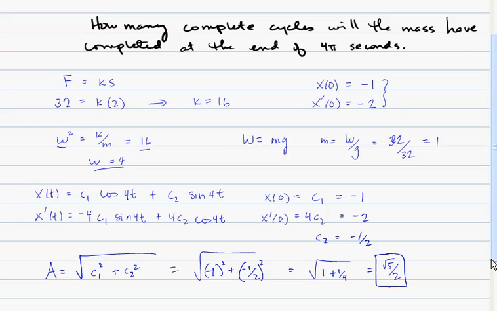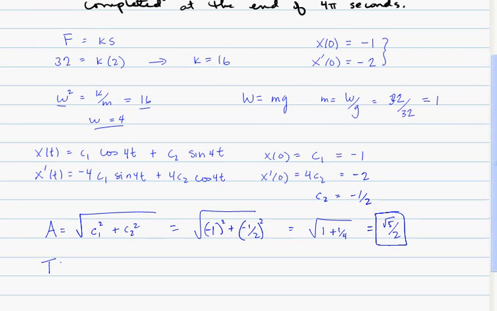The other thing that they're asking us to do is find the period. Now the period T is going to be 2 pi over omega, and so I get 2 pi over 4, or pi over 2.